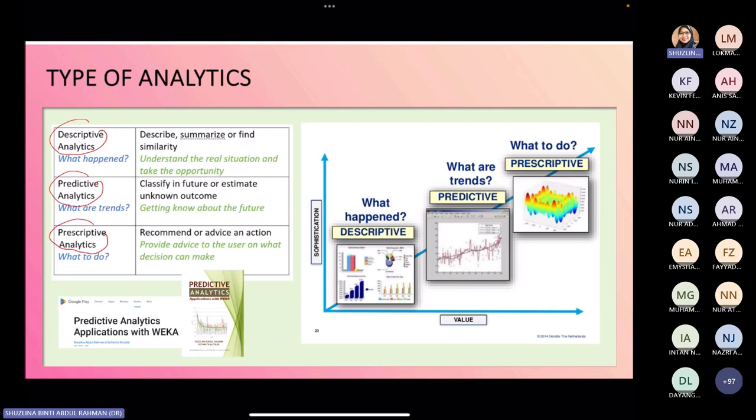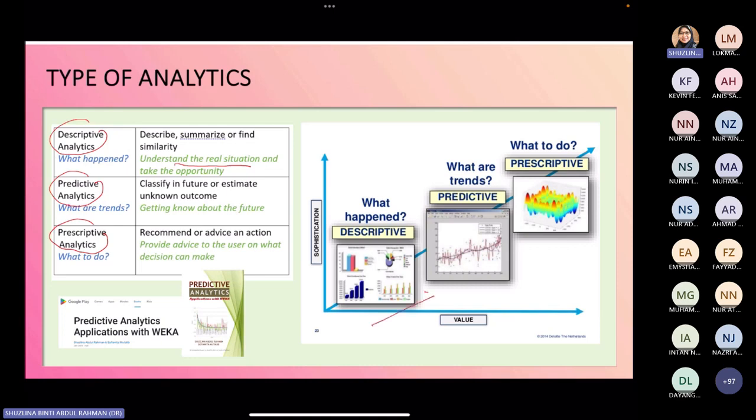The descriptive analytics basically try to discover what has happened, so that we can understand the real situation, and with the situation that we have discovered, we can take a particular opportunity. We can perform descriptive analytics in the form of describing, summarizing, or finding some kind of similarities in the data that we have. So that is descriptive.